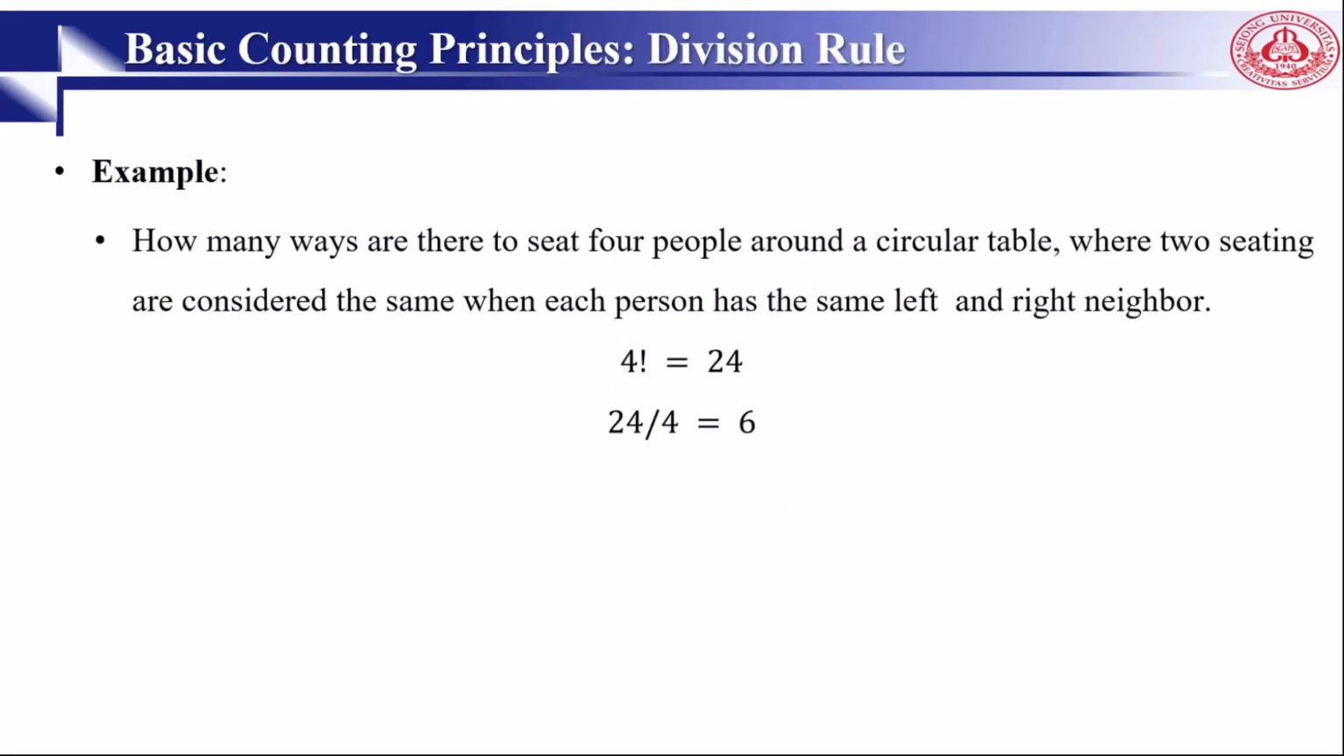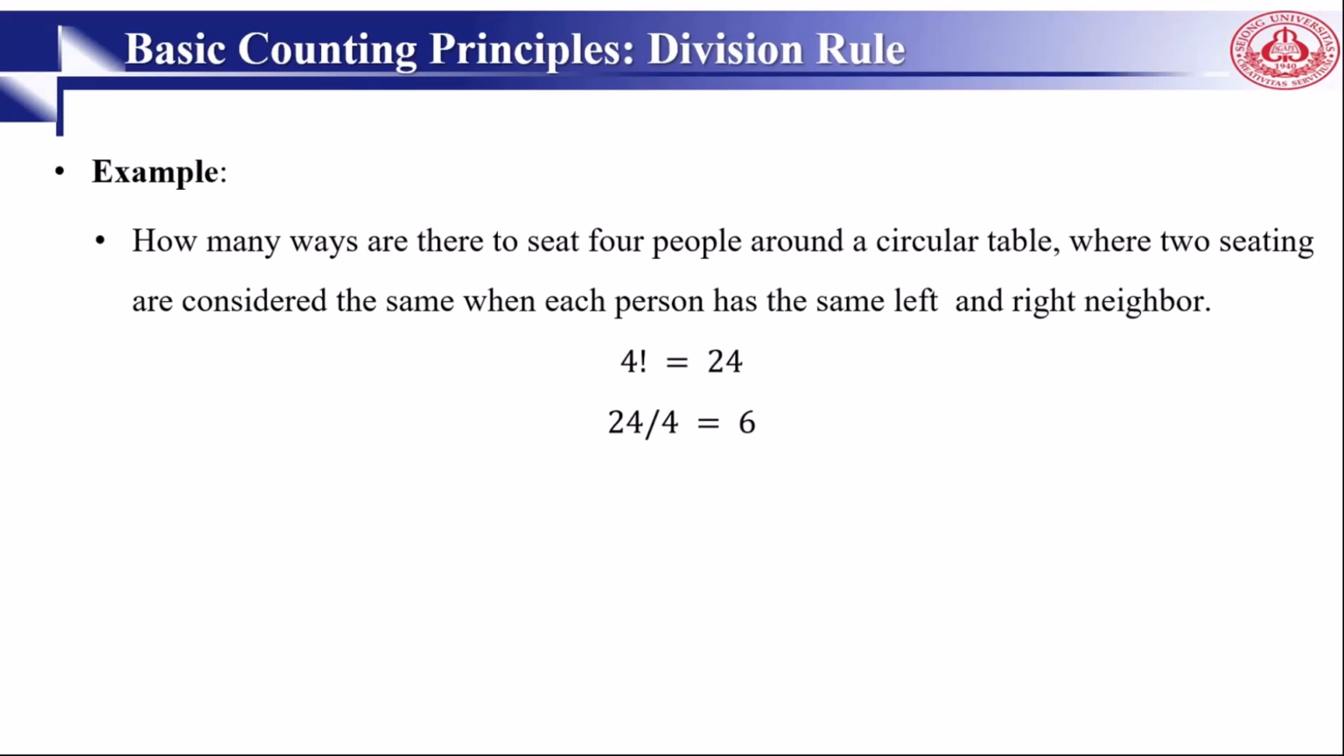How many ways are there to seat 4 people around a circular table where 2 seatings are considered the same when each person has the same left and right neighbor? If you can rotate one seating to obtain another seating, they are considered the same seating. This is also in some resources, where they consider it as the dining philosophers problem.